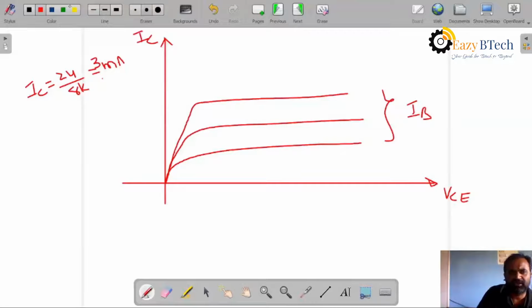Now at one point, we are assuming it is 3 milliamperes on the y-axis. On the x-axis we are getting 24. Now we will draw a straight line between these two points. And this point we will call the Q point. Q point is exactly the intersection of this point and this point.